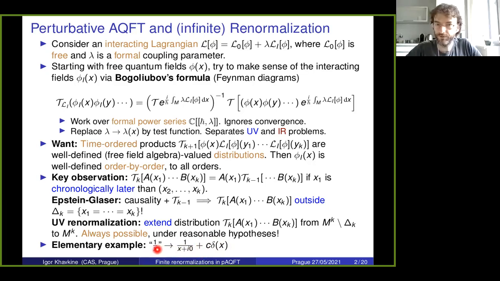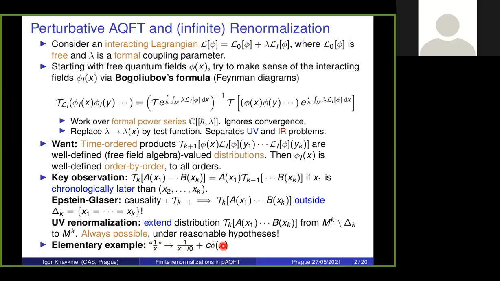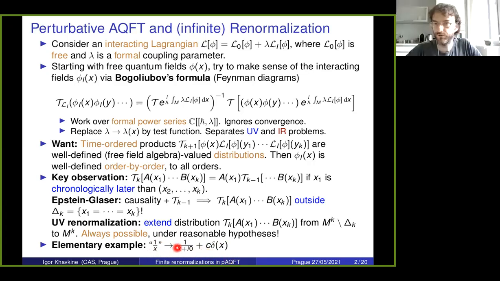So the whole point is that all I know is that I want some distribution that behaves like 1 over x outside x equals 0. And here's the list that exhausts these possibilities, preserving the scaling dimension of the distribution. But the C is a definite number. C is a finite number that characterizes the possibilities of doing this extension. Okay? All right.